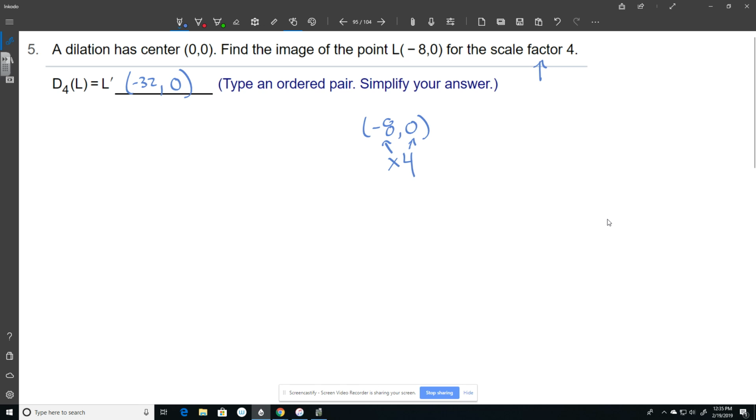So you take the values of our point, multiply it by the scale factor. And again, this could have been a dilation of 1/2, and you would have had to multiply everything by 1/2. But in this case, we dilated with a factor of 4.